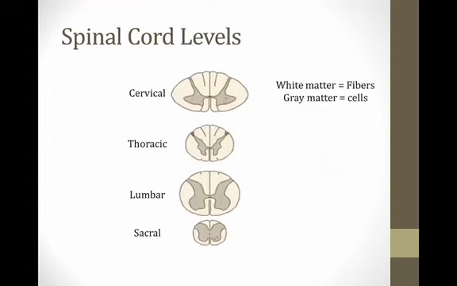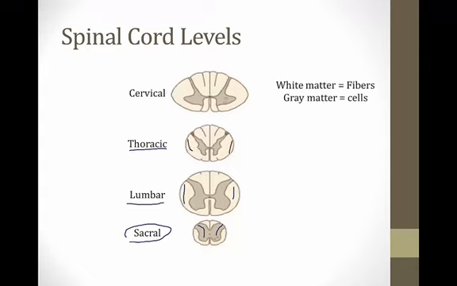The gray and white matter have different appearances depending on which section of the cord you're in. So starting down here in the sacrum, you see mostly gray matter because in the sacrum there are very few fibers running up and down. As you climb into the lumbar region, you start to see more white matter because the spinal cord is collecting more fibers running up and down.